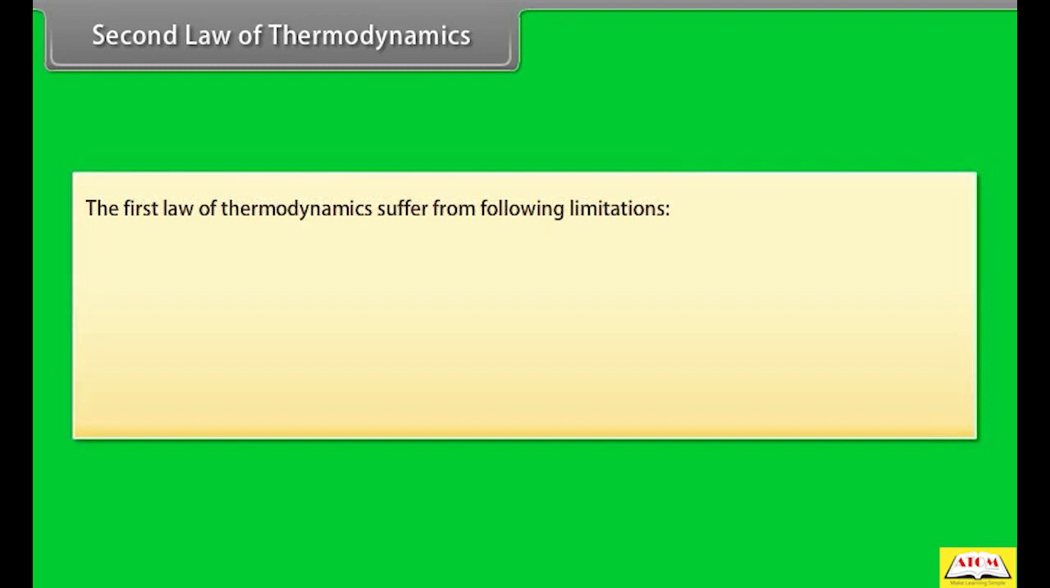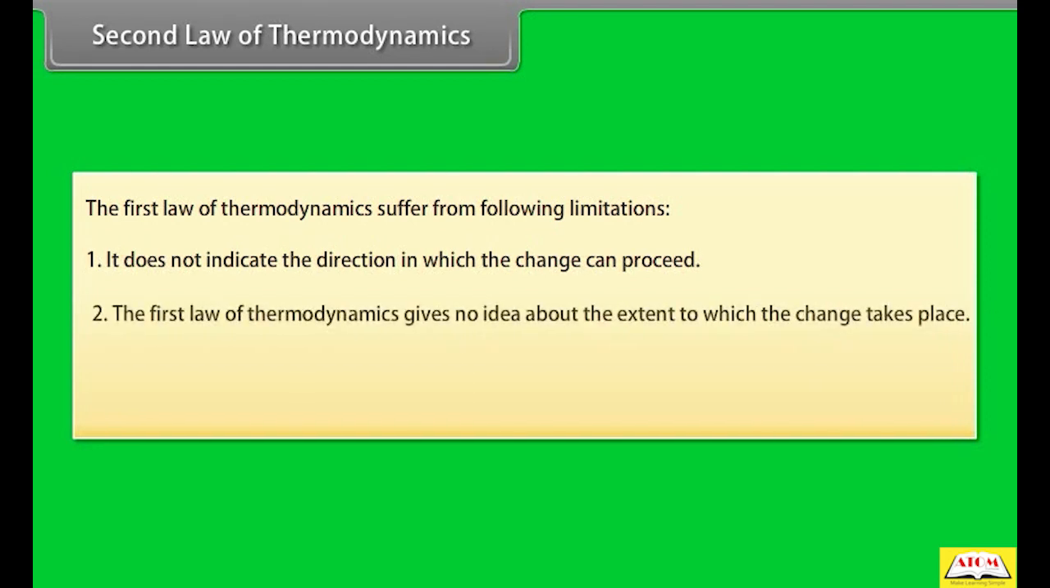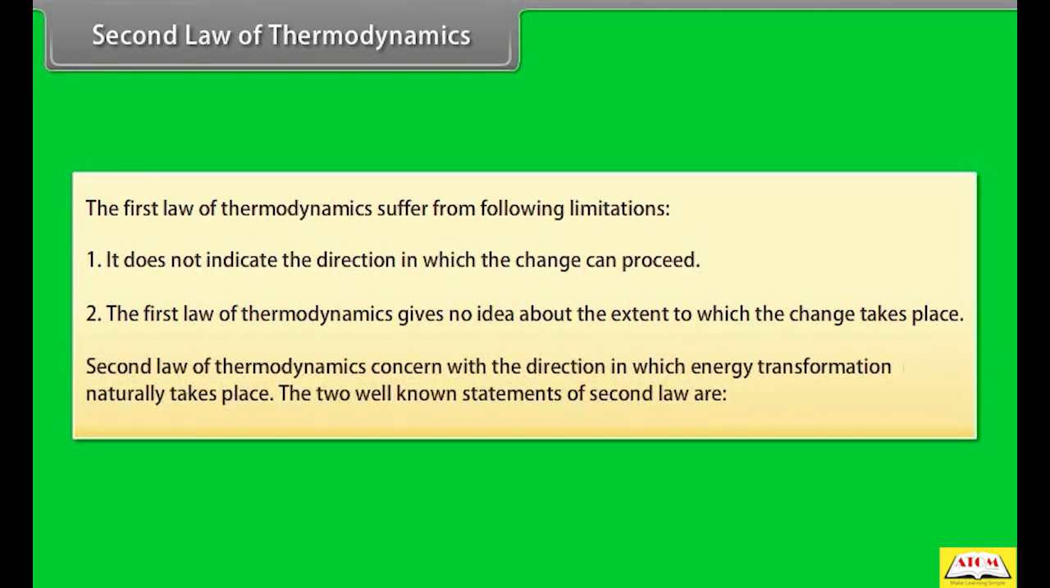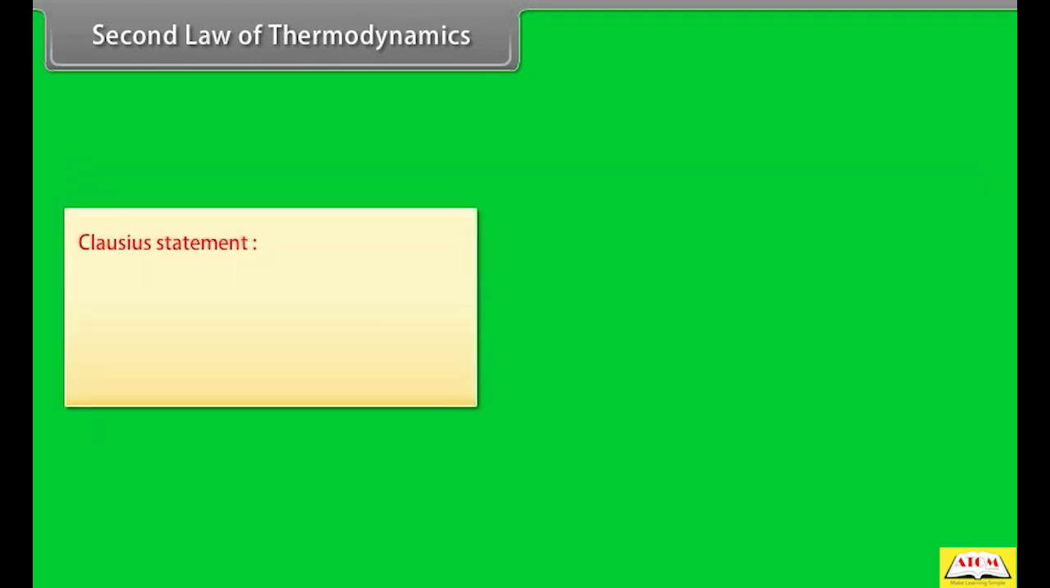Second law of thermodynamics. The first law of thermodynamics suffers from the following limitations. Number 1: it does not indicate the direction in which change can proceed. Number 2: the first law of thermodynamics gives no idea about the extent to which the changes take place. The second law of thermodynamics is concerned with the direction in which energy transformation naturally takes place. The two well-known statements of the second law are: Clausius statement.